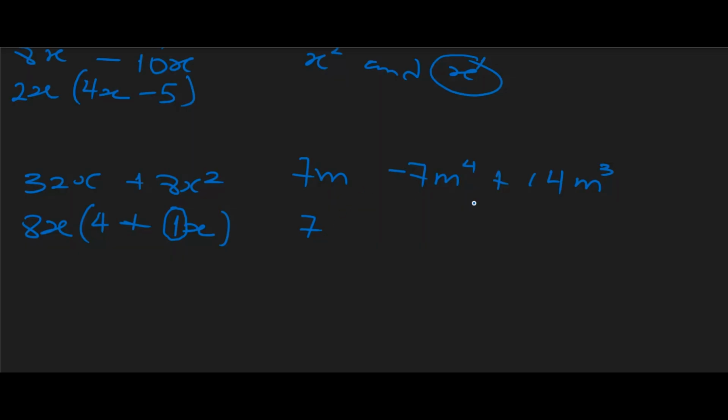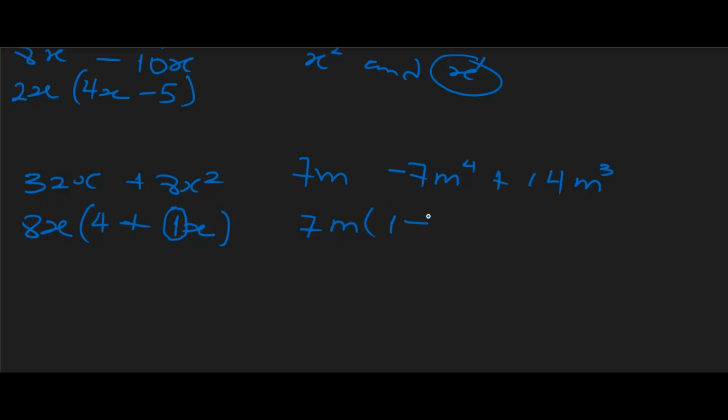You have m, m, m, but this one has an exponent of 4, and this one has an exponent of 3. So what do we do? Like I said, we take the one with the least exponent, so that's going to be this. So we have 7m. That will be our common factor. So 7m goes into 7m just once. Straightforward. This sign, that is minus, should be here.